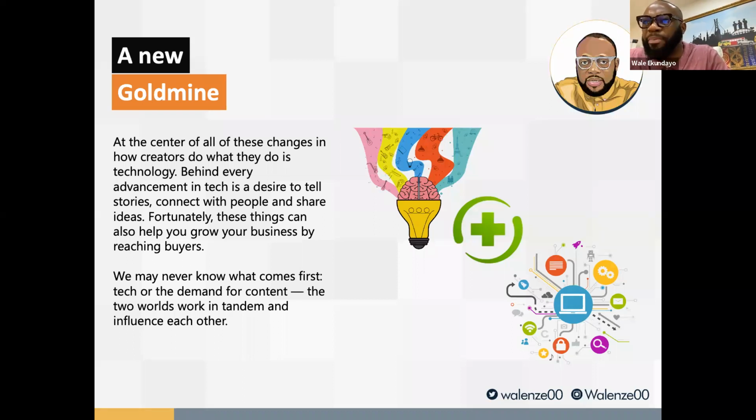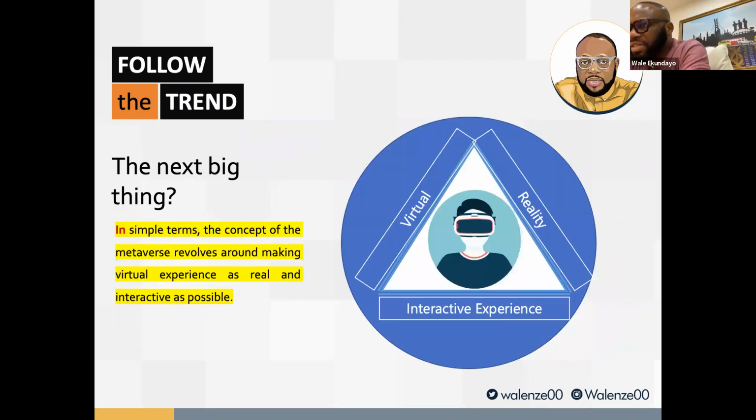And these things are potentials that would change the entire game of how we used to think things would be. So we never may know what comes first, tech or the demand for content. The two worlds work in tandem and influence each other. So first of all, it's got to be about that. Let us follow the trend. What's the next big thing?